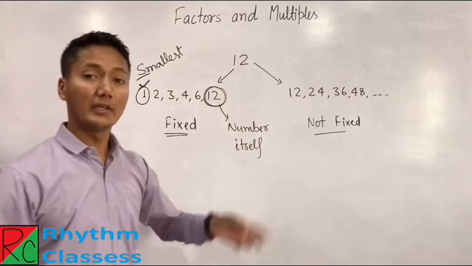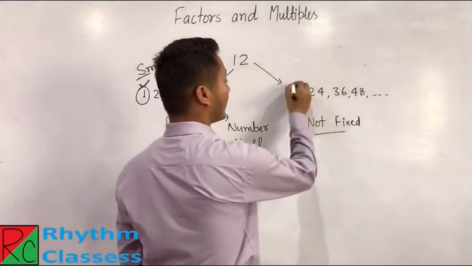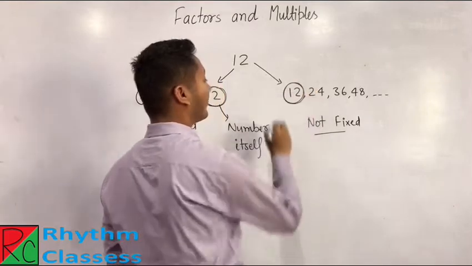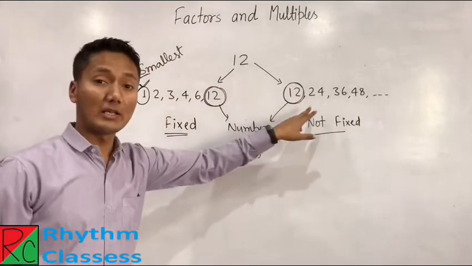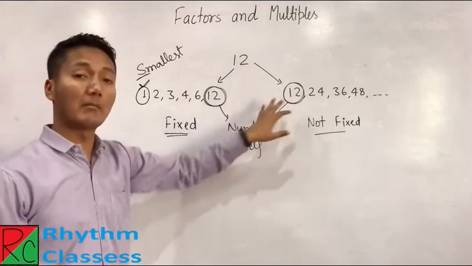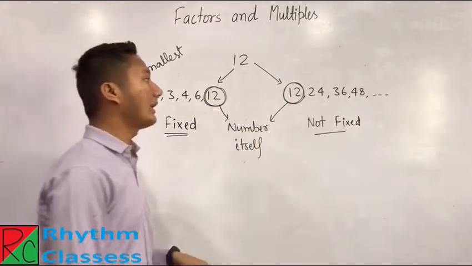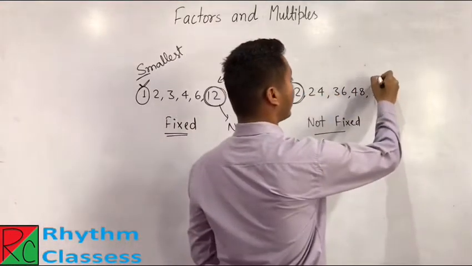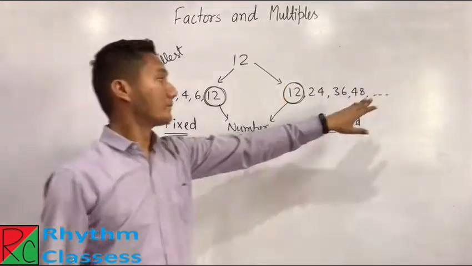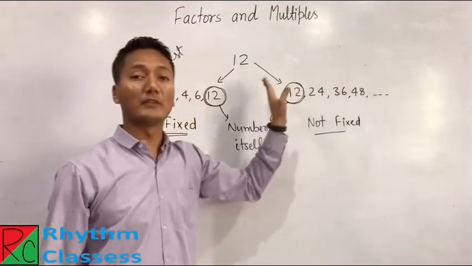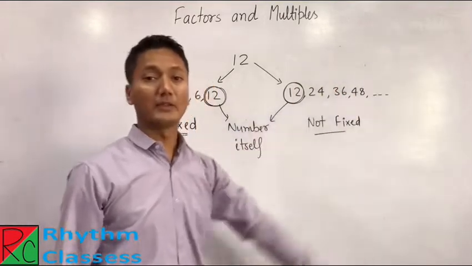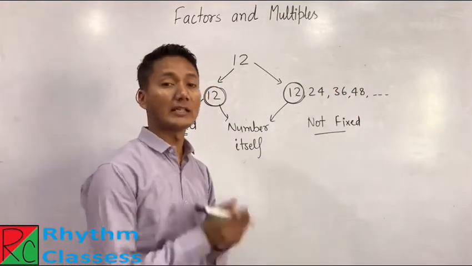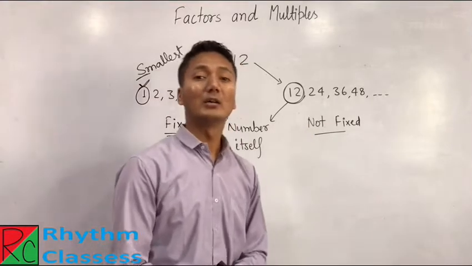Now in the case of multiples, we can say the smallest multiple of any number is the number itself. And we cannot define the greatest multiple of this number. We cannot set an upper limit on the multiples.